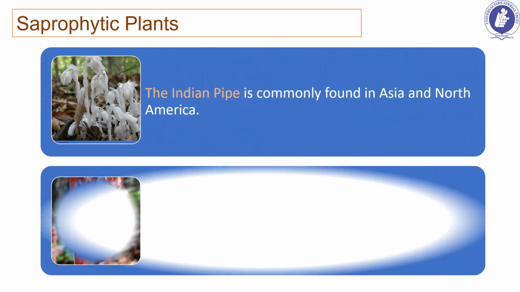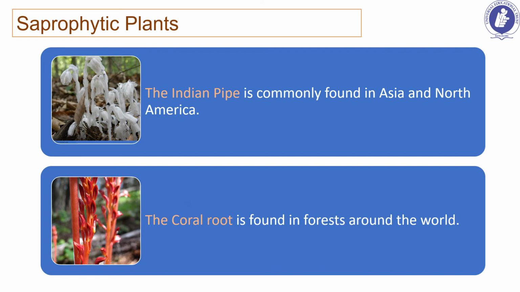Let us learn about saprophytic plants now. In the picture, we can see two types of saprophytic plants. The first one, white colored, is called the Indian pipe. And the second, red colored, is called the coral root. We may think that these two are not plants but flowers. Isn't it? They look very beautiful, right? White colored and also red colored. But actually they are not flowers. They are the plants themselves.